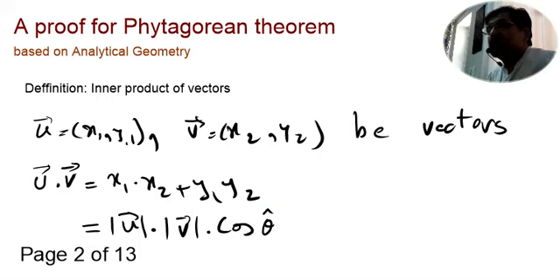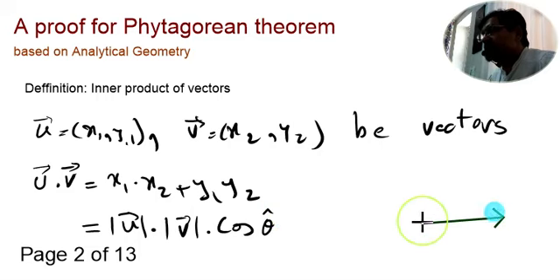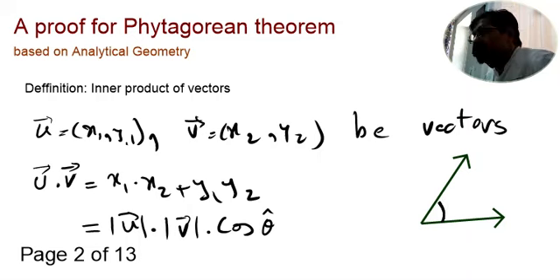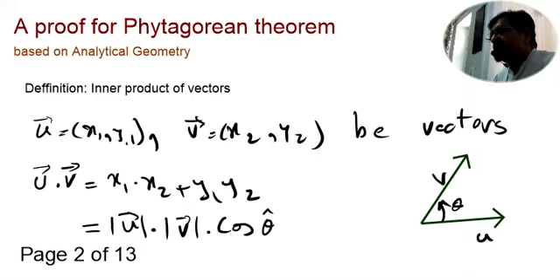That theta is the angle between U and V. This is theta. Next slide.